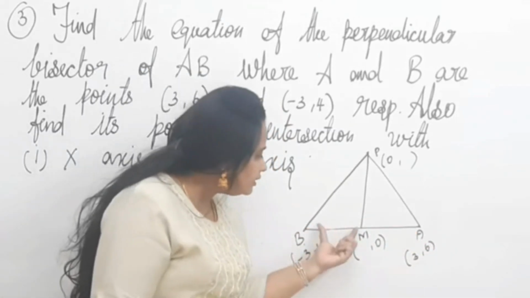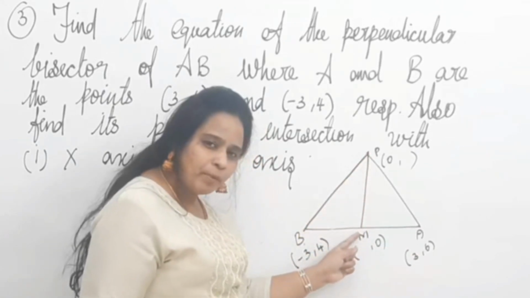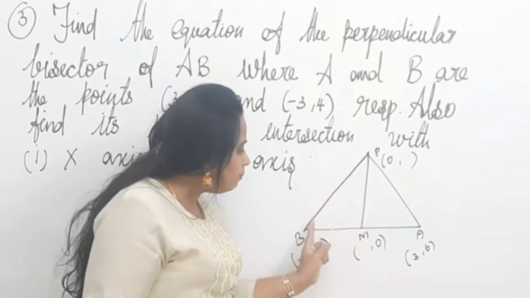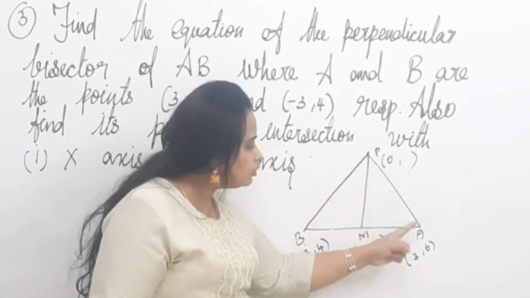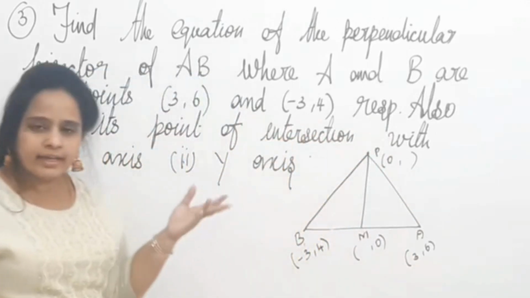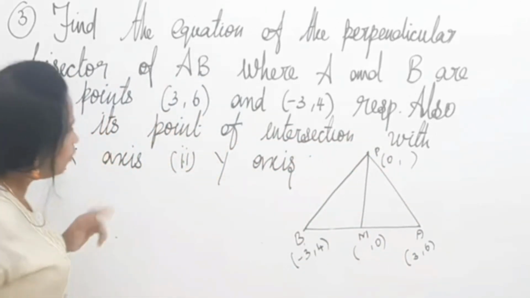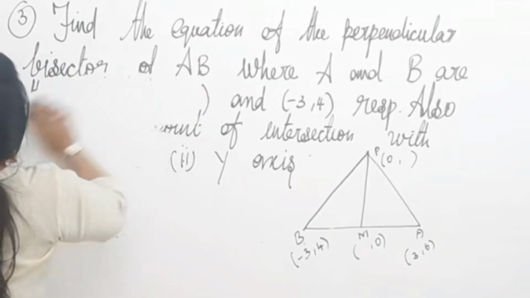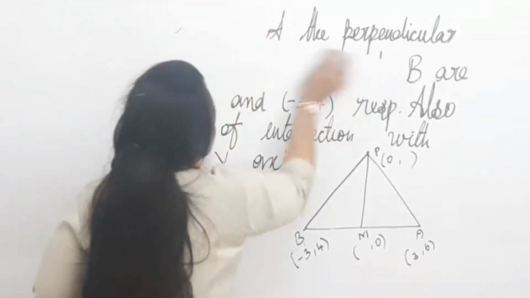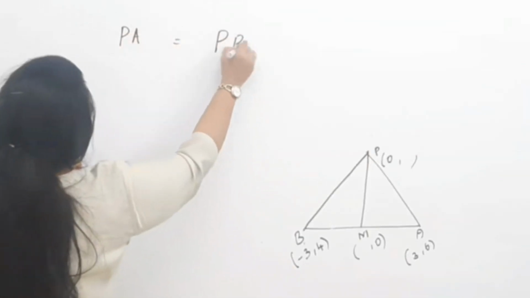So automatically when this is equal to this one and this is 90 degrees, that means this perpendicular is common. I hope everyone understood triangle BPM is congruent to triangle PAM. That means PB is equal to PA. So I can say very well PA is equal to PB. So now I am going to write my answer in such a way that PA is equal to PB, the equation as PA is equal to PB.